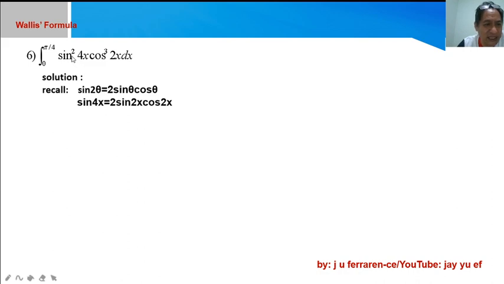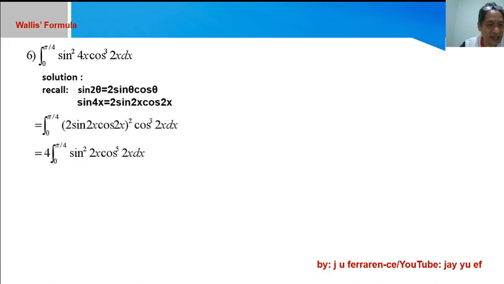But take note, this is not sine of 4x alone, but it is a square of sine of 4x. So, I can put this also into square. Here I have 2 sine 2x cosine 2x also in square. So, the square of 2 is 4, correct? The square of sine is sine squared. And I have the cosine to a power 2. I also have the cosine with power 3. That's why I have a cosine raised to 5th power. So, the angle is still 2x and my limit is 0 to pi over 4.